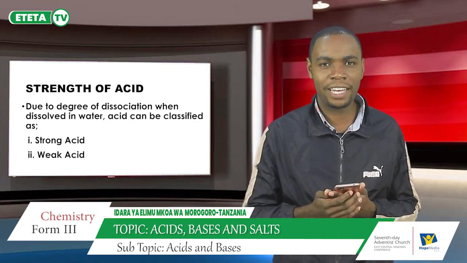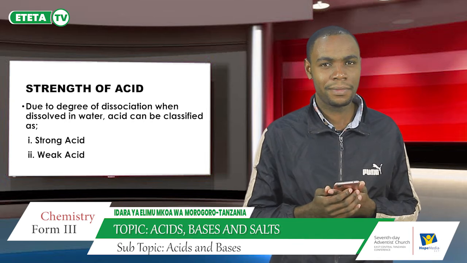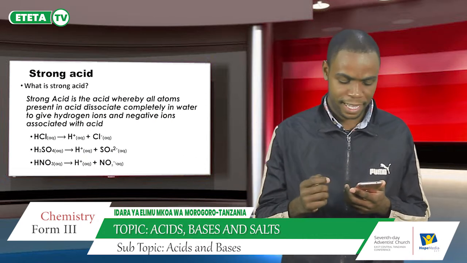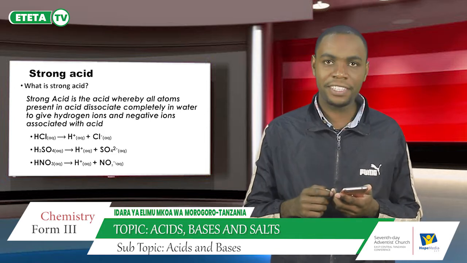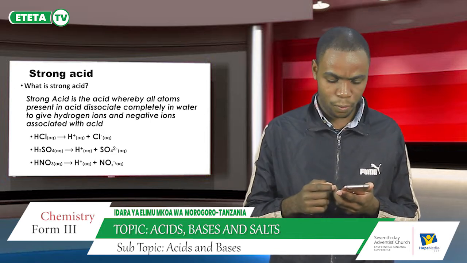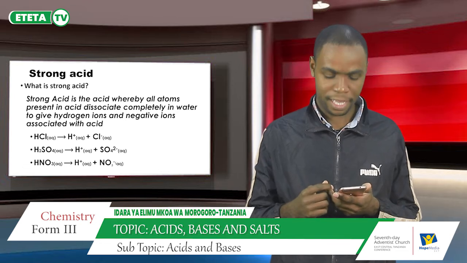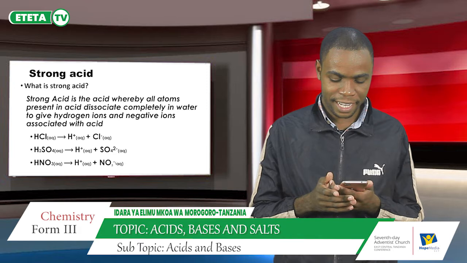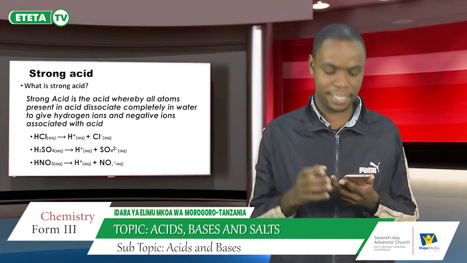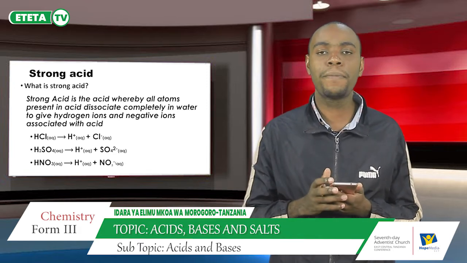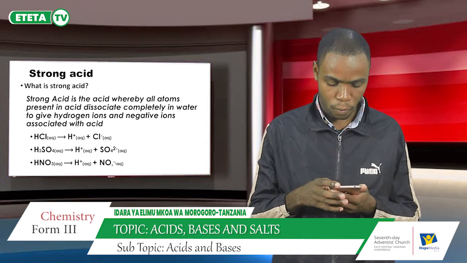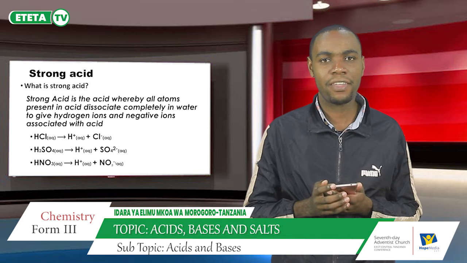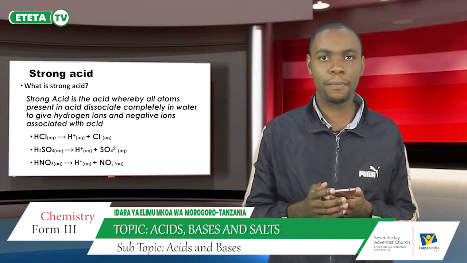Students, can you define strong acid? Good. By definition, you can say a strong acid is an acid which, when dissolved in water, dissociates completely into ions. A strong acid is an acid whereby all the molecules present in the acid dissociate completely when dissolved in water into a negative ion and hydrogen ion.